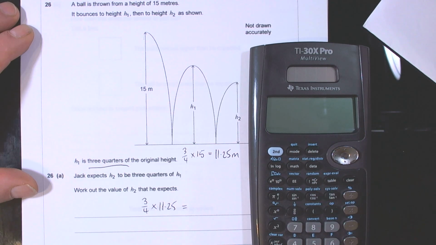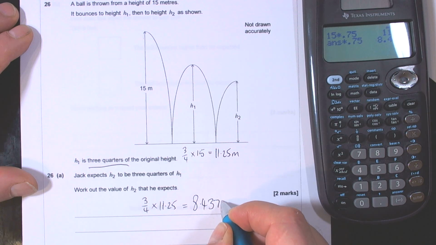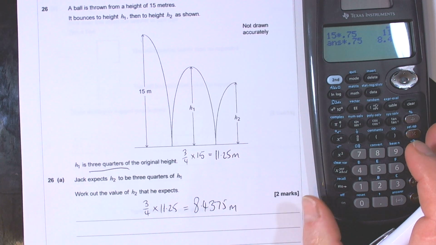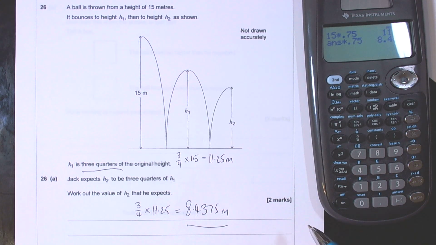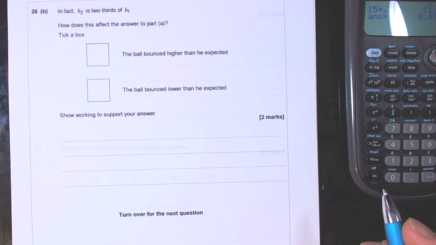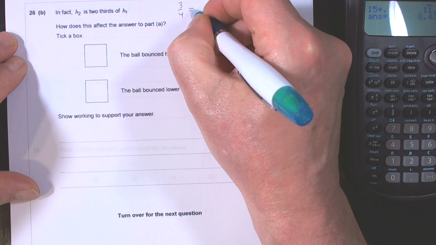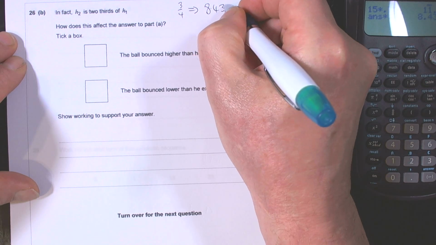Okay, so just check that 3/4 times 15, just to make sure I haven't made any silly mistakes. 3/4 is 0.75. Yep, 11.25, and then times that by 0.75 again. So 8.4375 metres. Alright, so that'll be the answer for that one. Okay, so when it was 3/4, we know the answer was 8.4375.